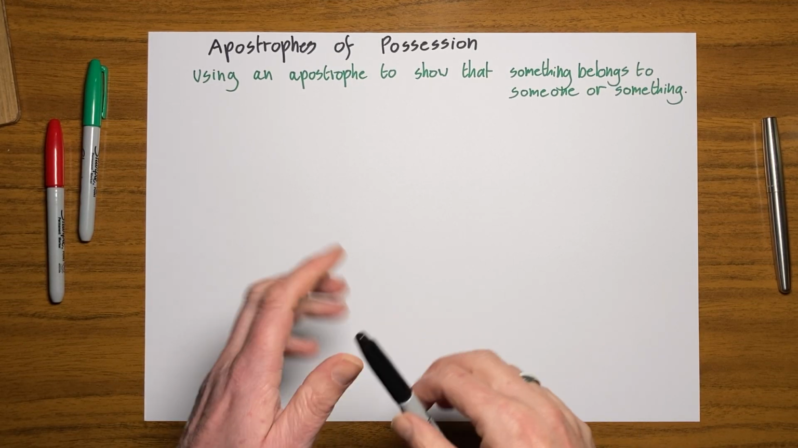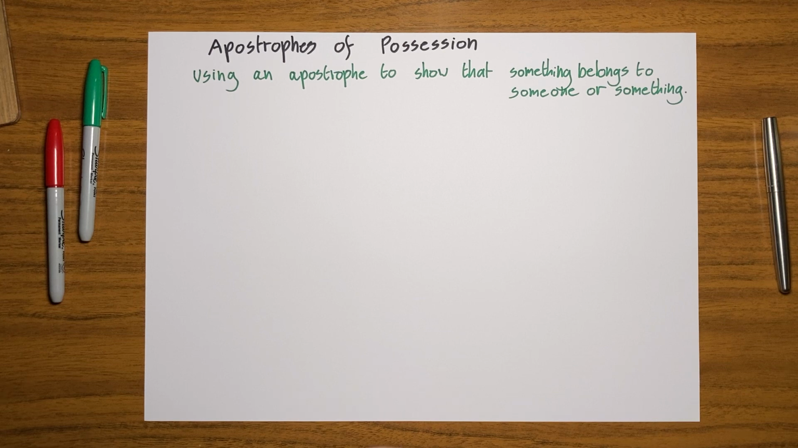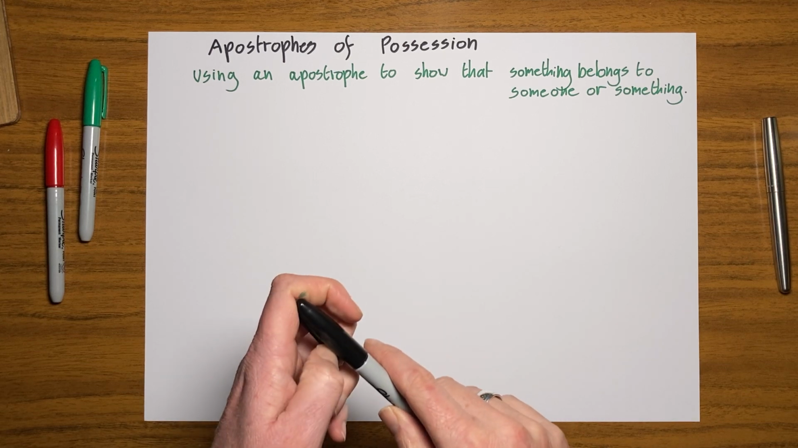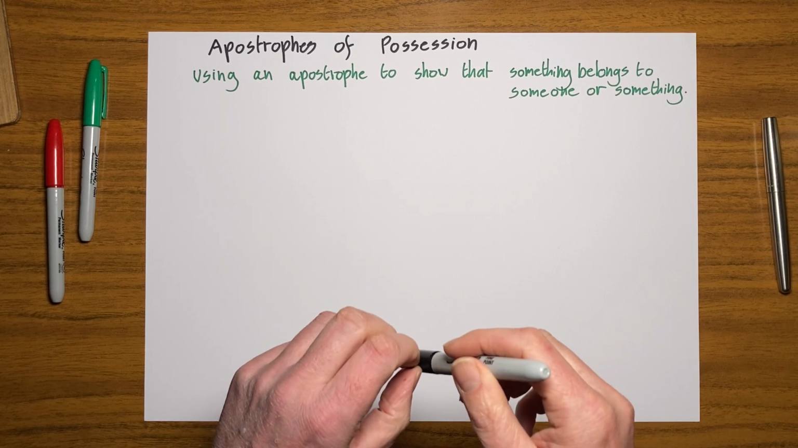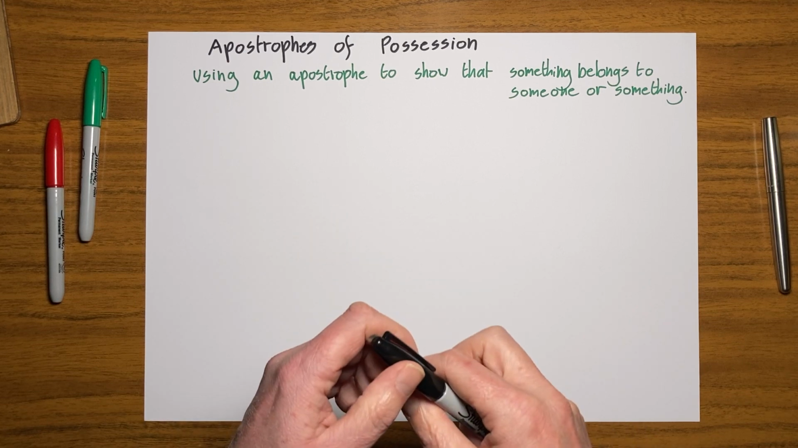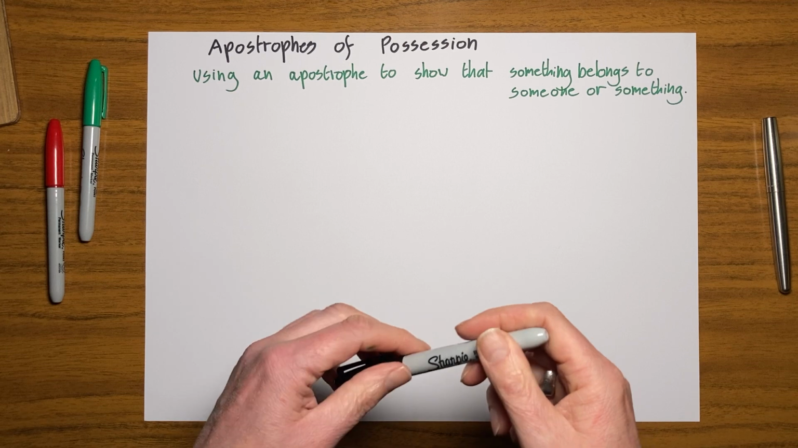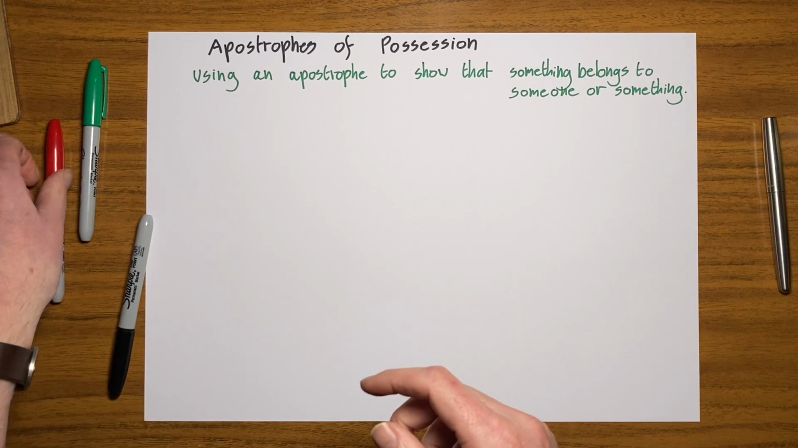Hello, in this video I'm going to explain to you about apostrophes of possession. It's important to look at this and also look at the video I've done on apostrophes of contraction or omission, because it's very easy to get these confused. And I'm going to write this in red at the bottom.